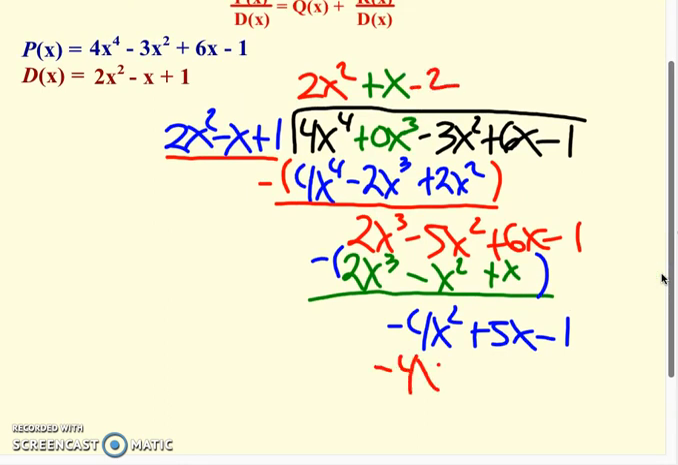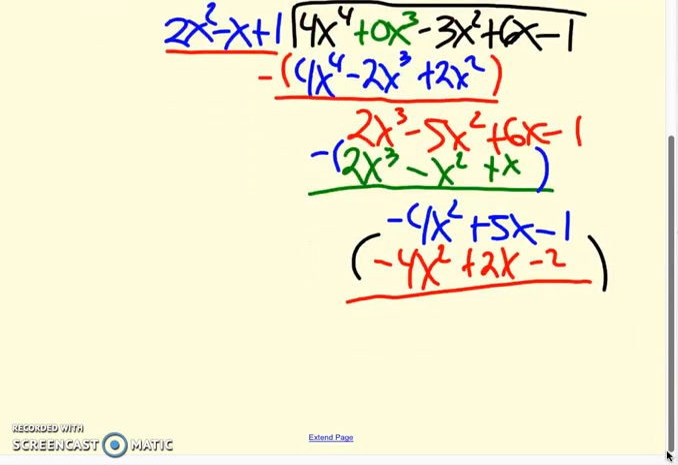So again, go ahead and multiply and subtract. So I got 5 minus 2, 3x, and then minus and minus plus 1.